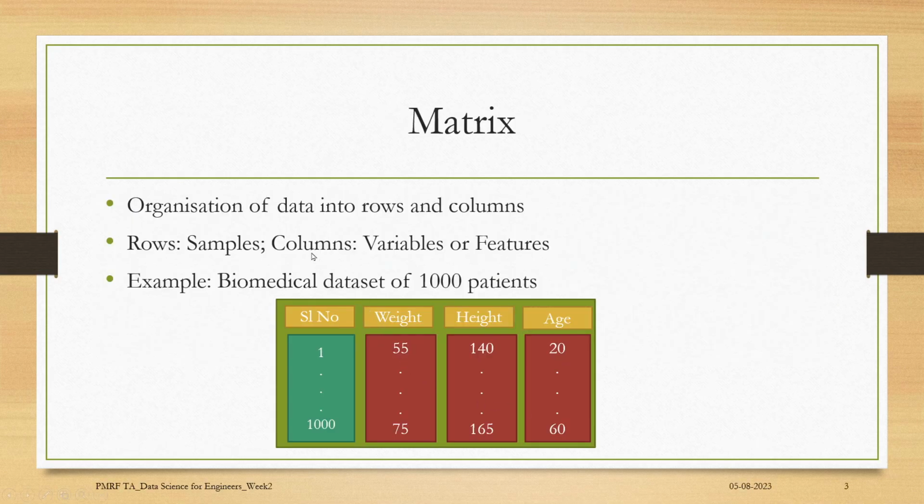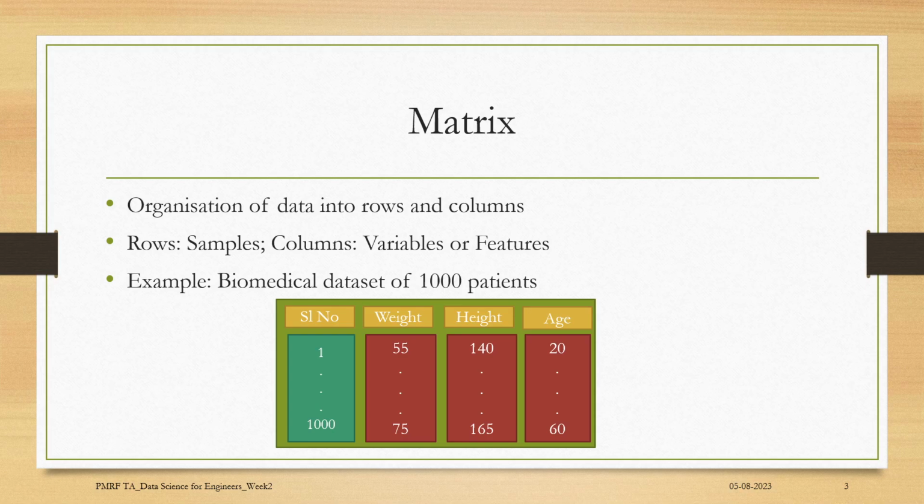So first I have just given this one. Matrix is an organization of data into rows and columns. So today we will be looking at matrices, and how to create them in RStudio also. Here I have given rows as samples. In a data science scenario, whenever you are collecting some data about some attributes or features, the rows represent the number of samples taken in that particular data set, and the columns represent the variables or values.